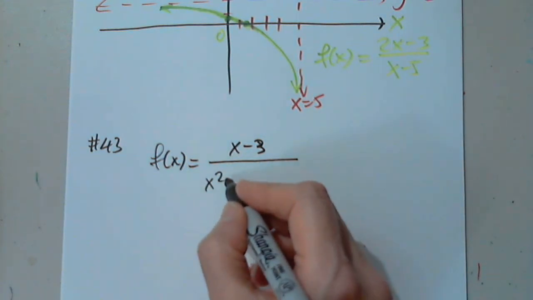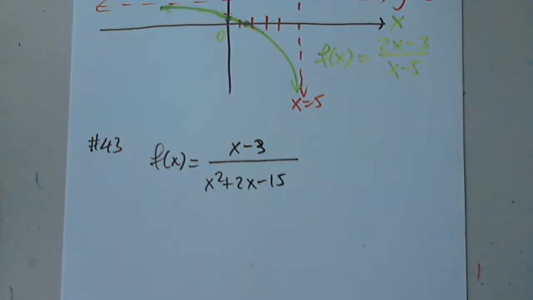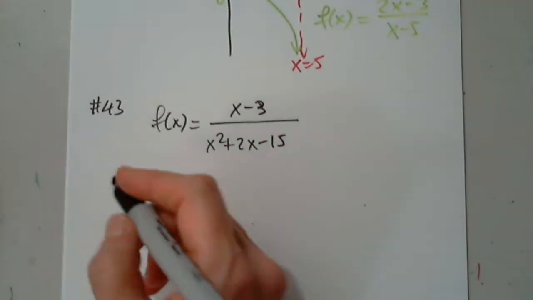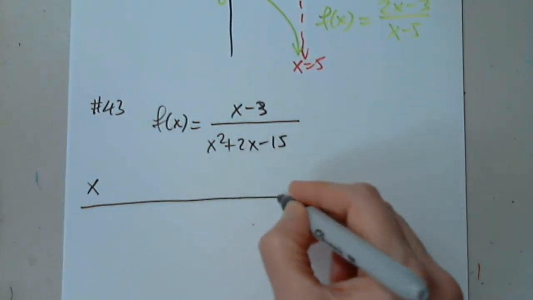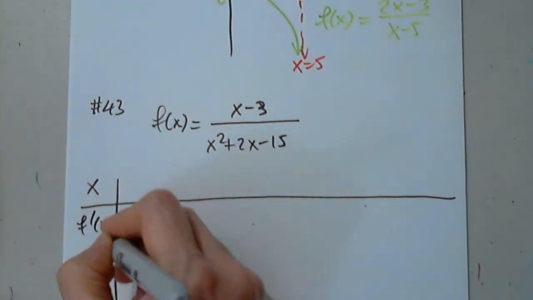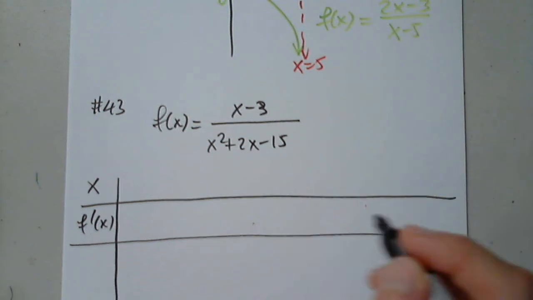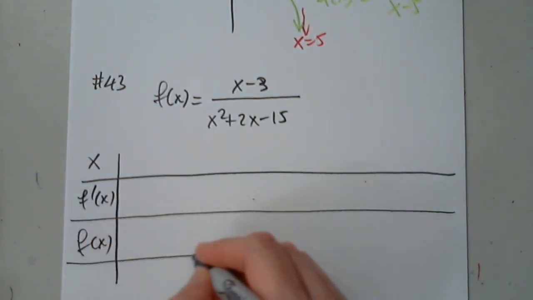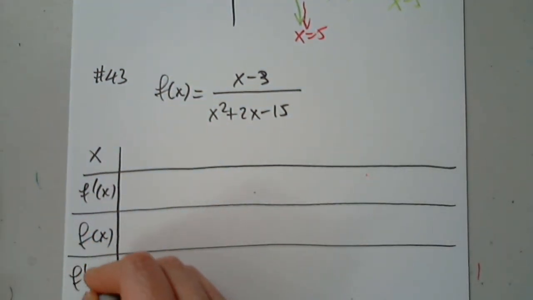So this is x squared plus 2x minus 15. Awesome. Good. What is the first thing we need to start with? Always. And then the table. What is the first thing? Always, always, always. Domain. Yes.